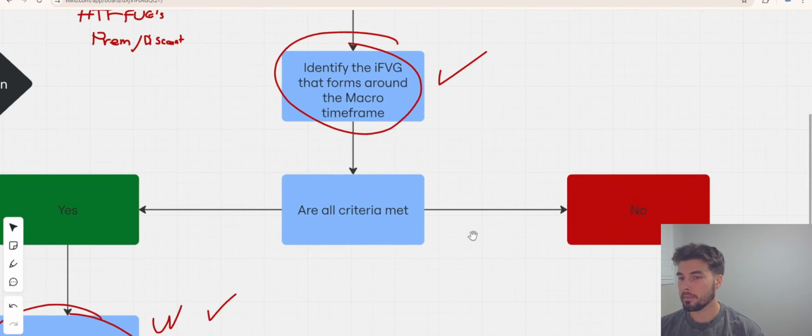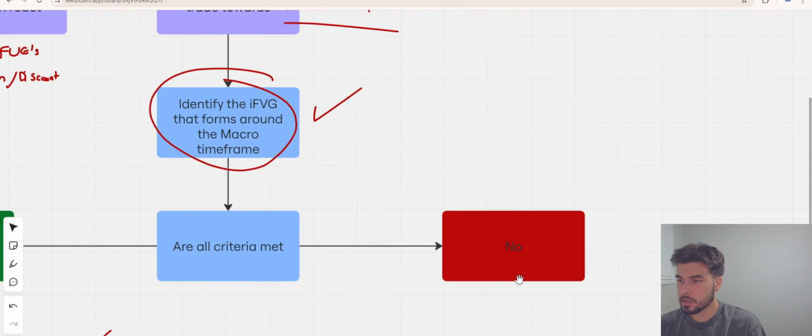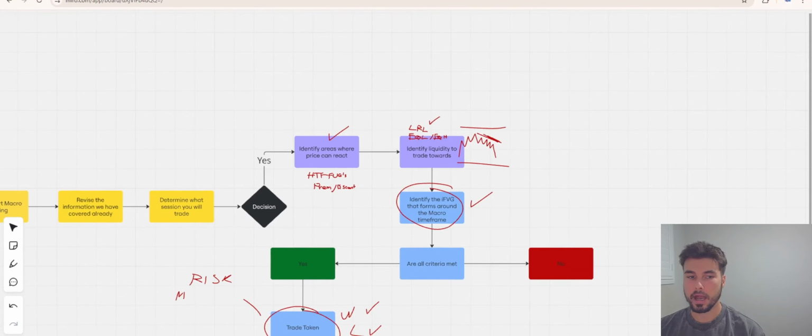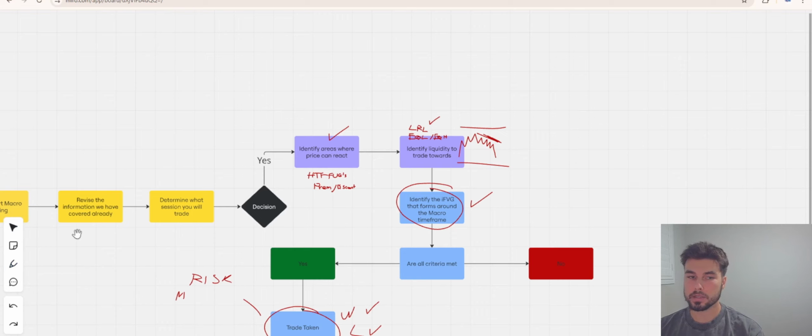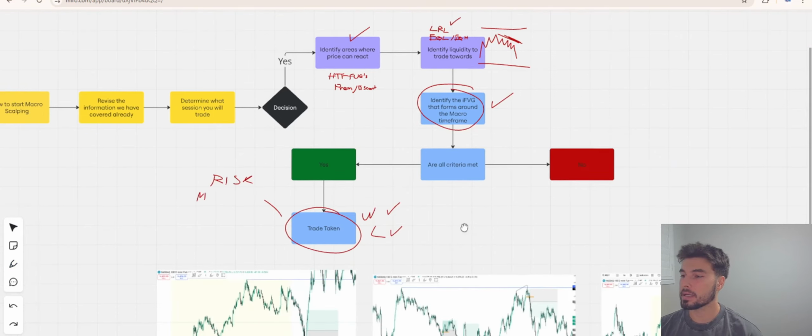All criteria are met? No. Well, if the criteria aren't met, you're not going to take the trade. And what needs to happen here is this. You need to go back to the first point, right? Because these criteria being met are what makes this model the model, right? The macro scalping inversion fair value gap model.